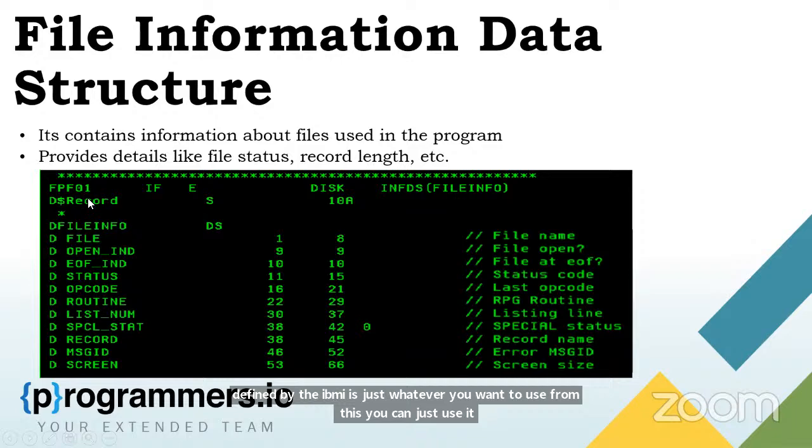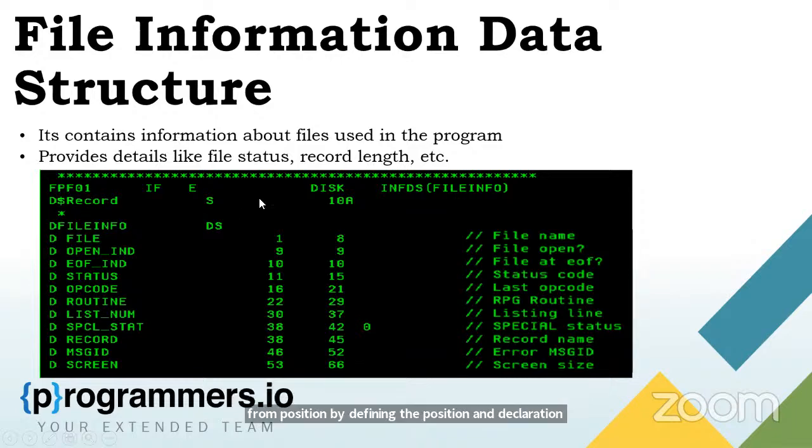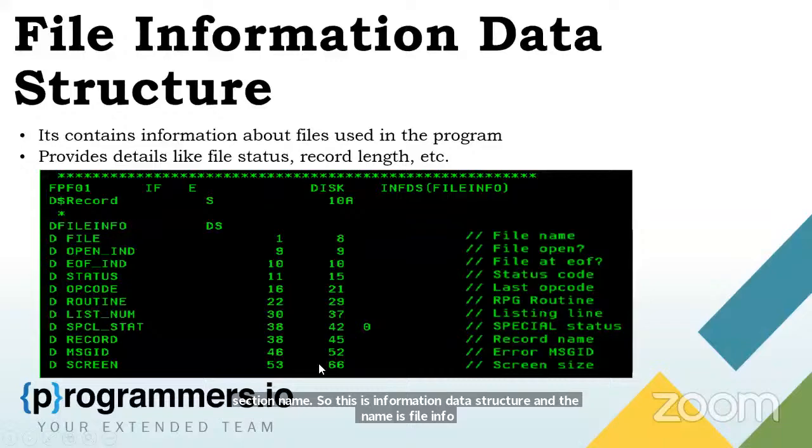In the declaration part, while declaring the physical file, you just need to declare in the keyword section INFDS and the data structure name. So this is the information data structure and the name is file info. I have declared a file info and the position is already defined by IBMI. We just need to use the position.